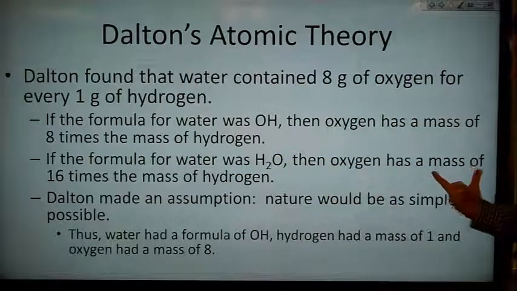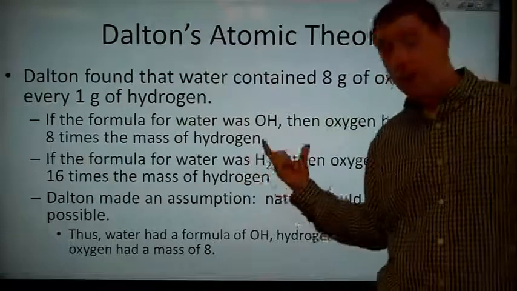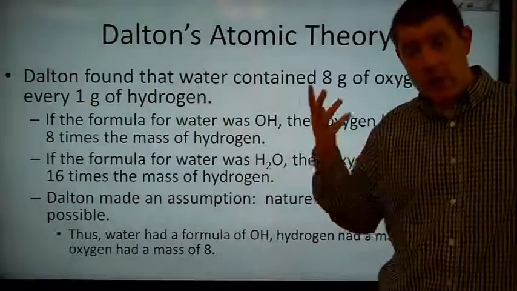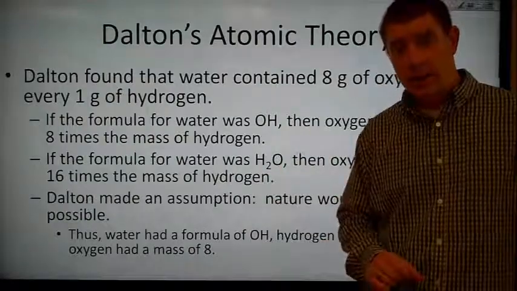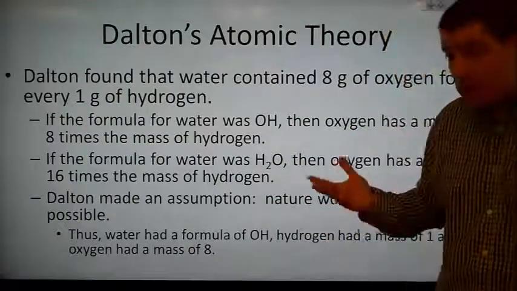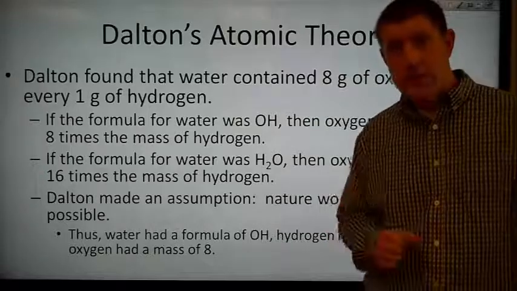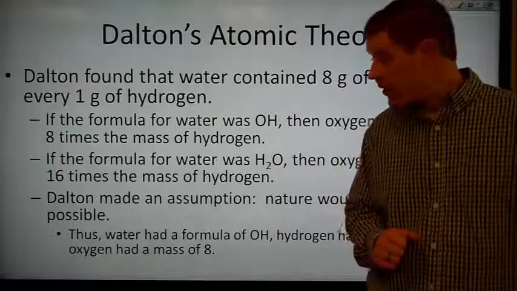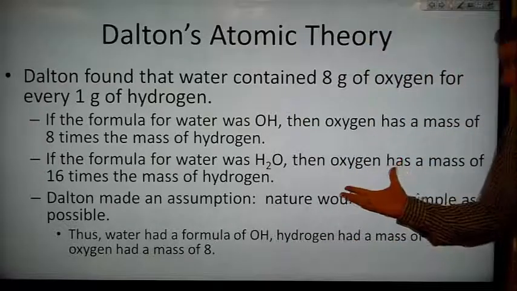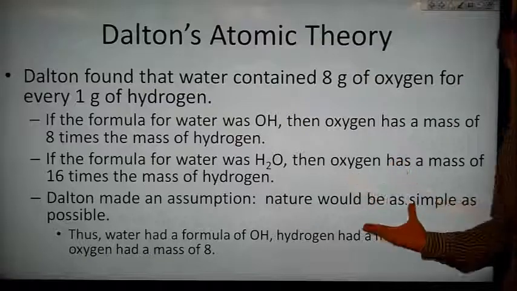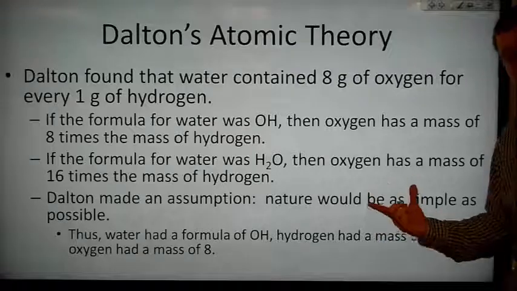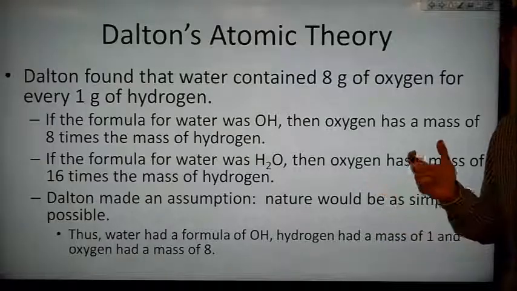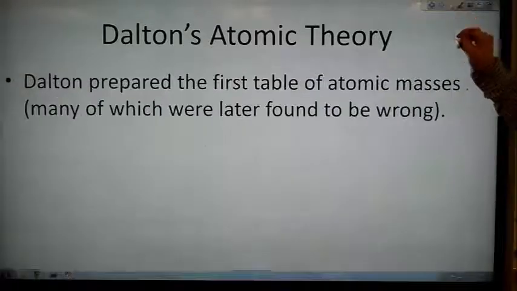Water has a formula of H2O, which means that oxygen has a mass of 16 times the mass of hydrogen, which is in fact what we see. If you look at the periodic table, hydrogen has a mass of approximately 1 atomic mass unit, and oxygen has a mass of roughly 16 AMU. So it's close, but his assumption was wrong. His assumption that nature would be as simple as possible was not totally true, at least.